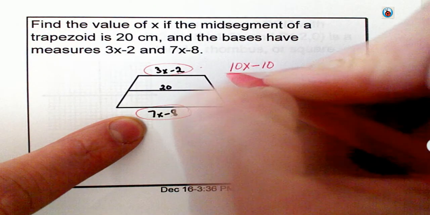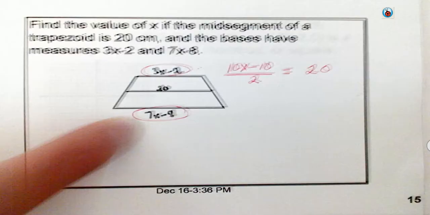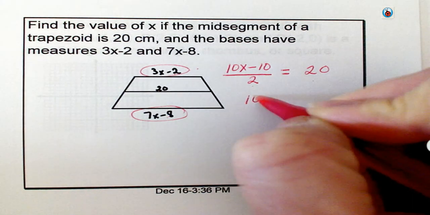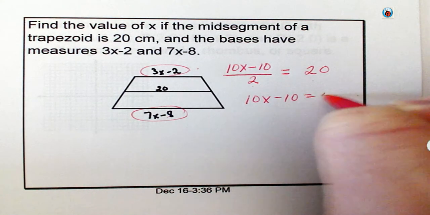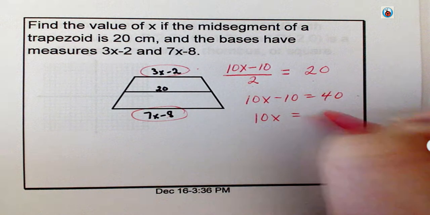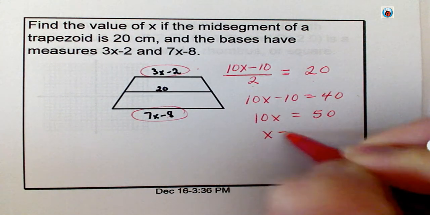To average them, I take that sum and I divide by 2, and that's equal to the length of my midsegment, which is 20. From here, I multiply both sides by 2, so I get 10x minus 10 equals 40. I add 10 to both sides to get 10x equals 50, and then divide both sides by 10 to get x equals 5.